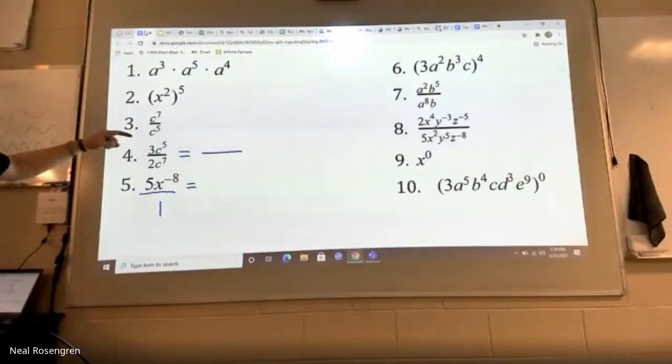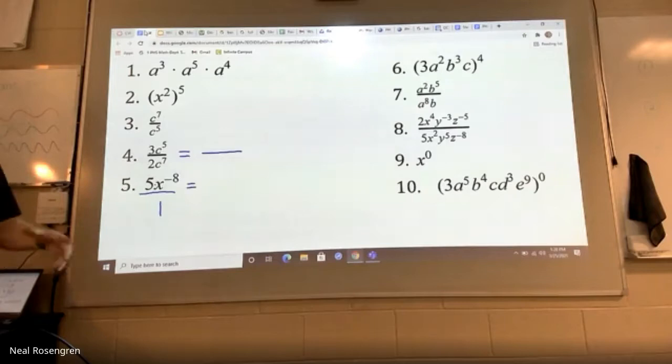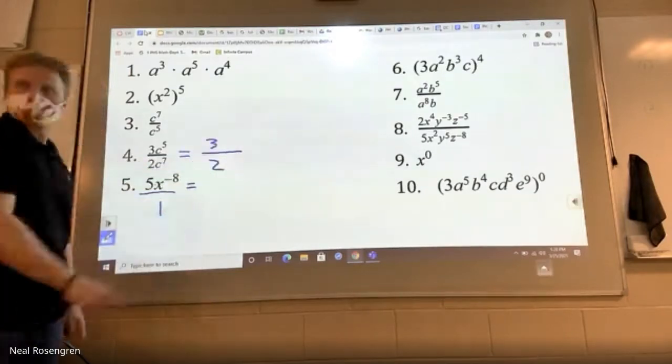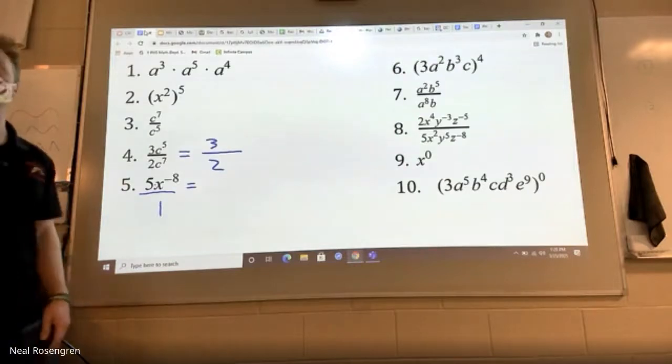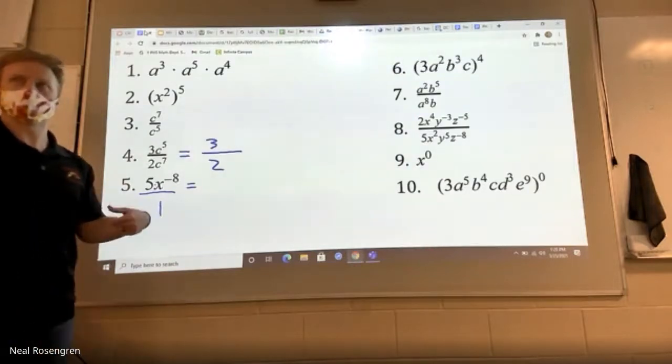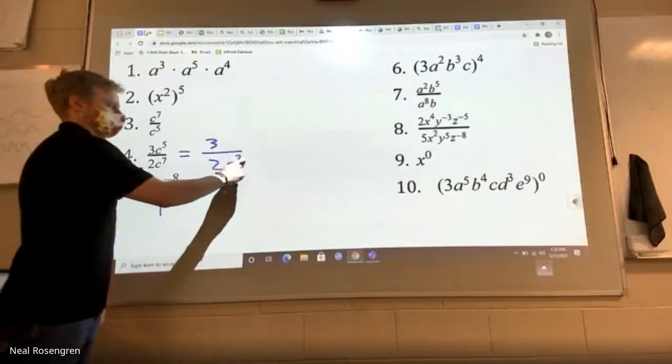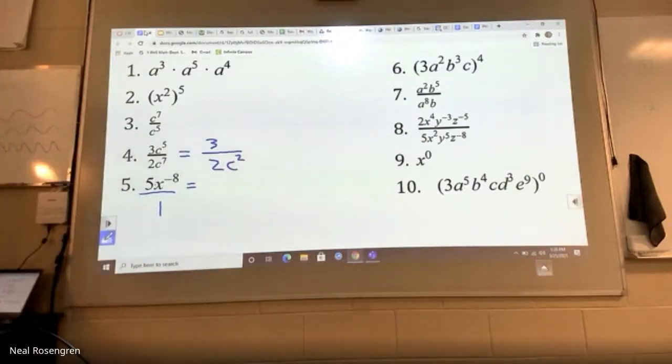So the 3 and the 2, those numbers in front, does anything happen with them? No. Okay. Now the C's we want to put together. When we have more than one of each variable, I just want to get down to one. I want one variable with one exponent. And where does that go? Top or bottom? Bottom. There you go. Done. Okay. That makes sense.